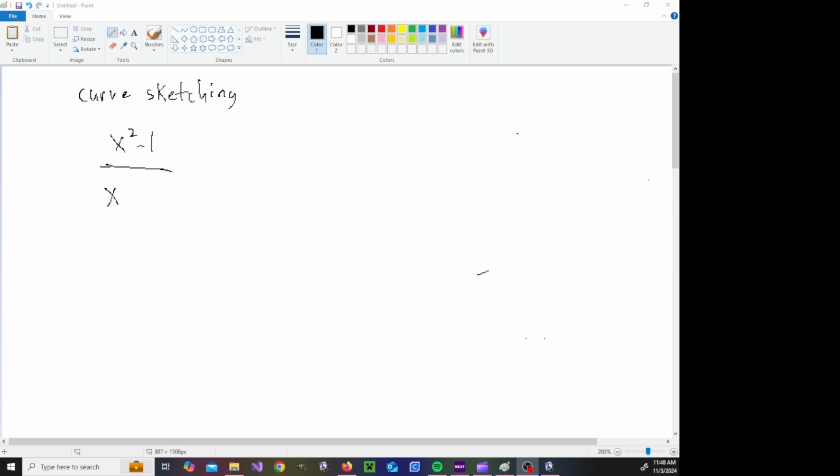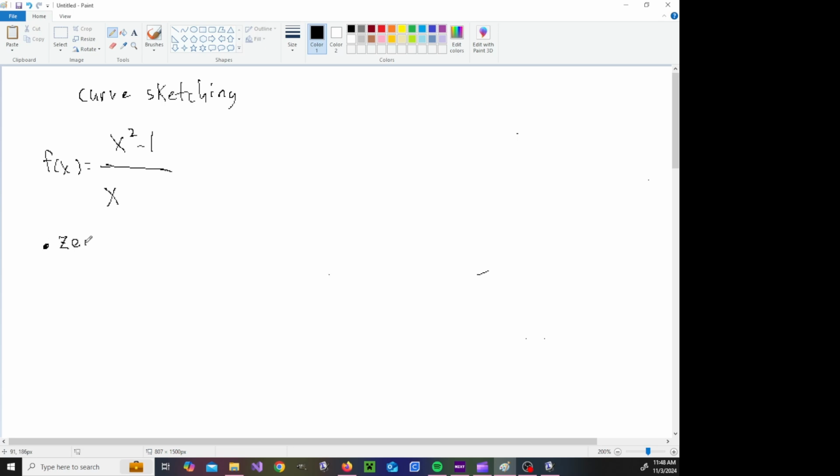Okay, so yeah, I actually do think this example is pretty good. Let's say that we have our function f of x is x squared minus 1 over x, and let's say we want to draw the graph of this. Well, there's a lot of pieces that we actually want to consider here, right?